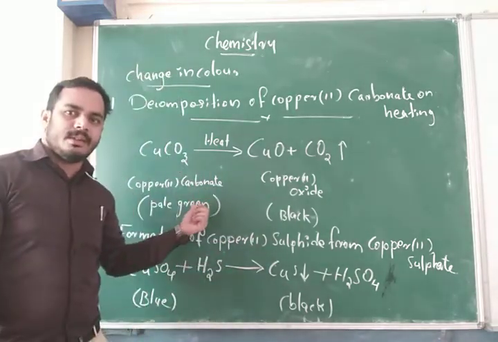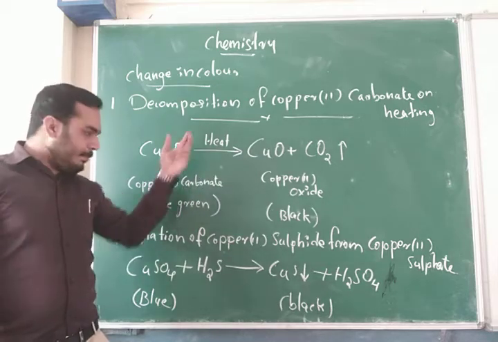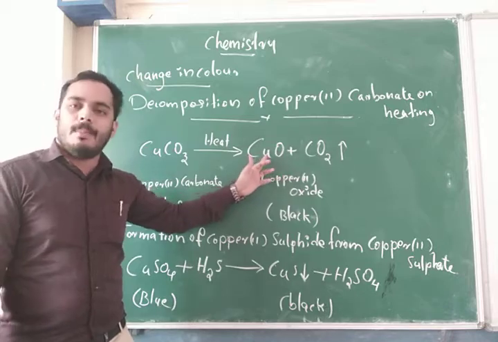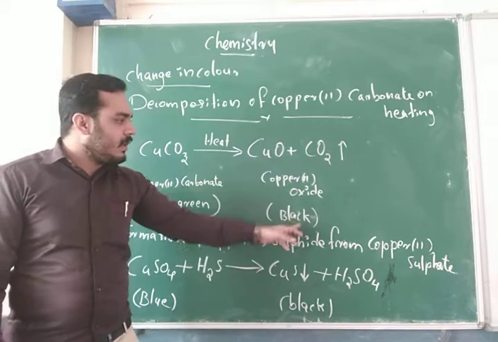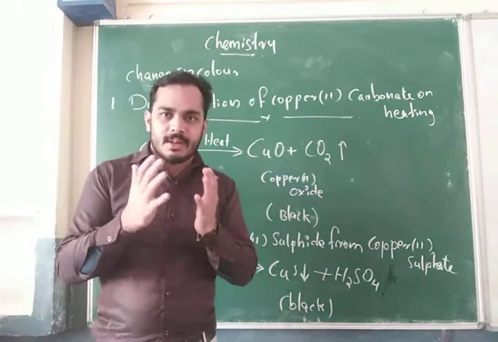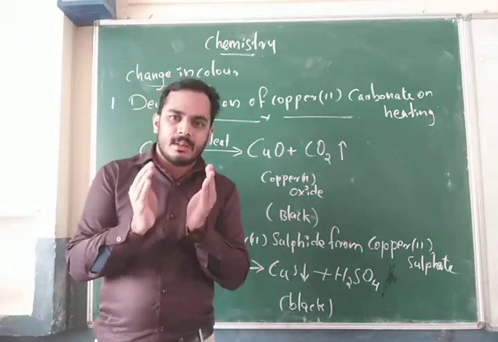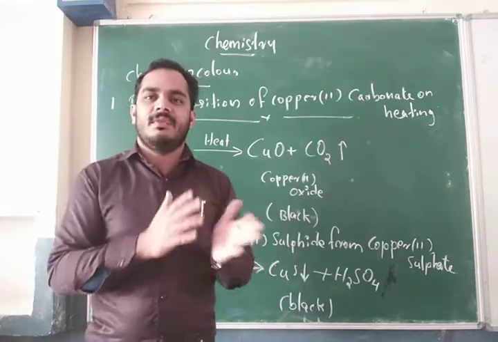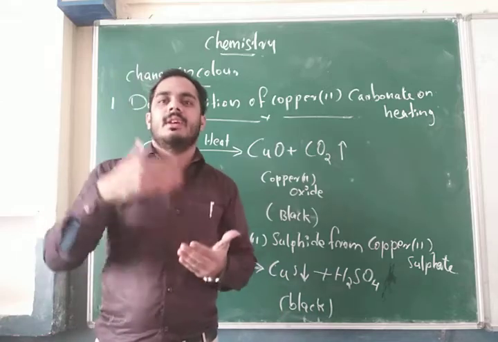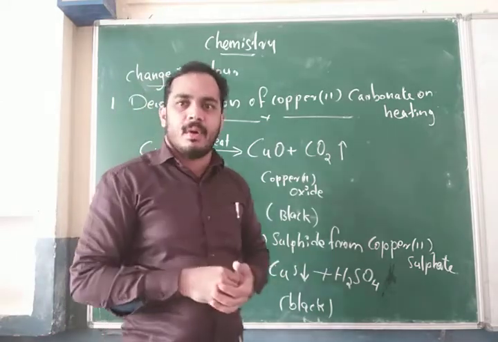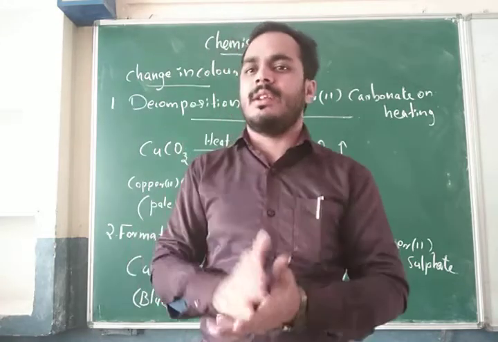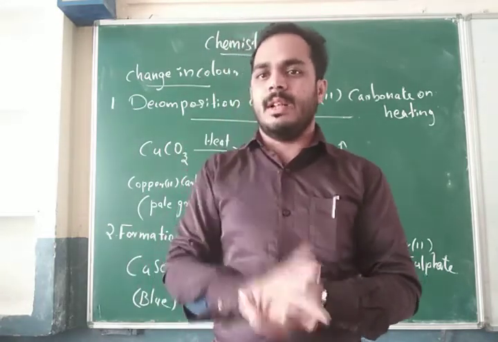With the help of heat, the pale green colored copper carbonate changes into copper oxide, the color black. A product means we get a new product, and that product's color is entirely different from the reactant. So the pale green color turned to black. It is the best example of changing color, one peculiar characteristic of chemical change.